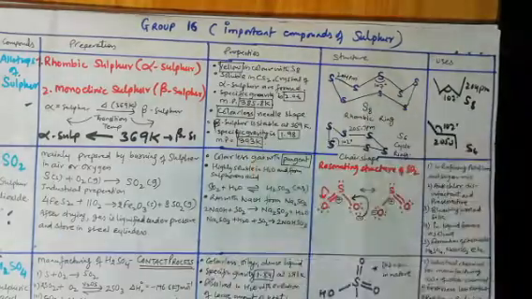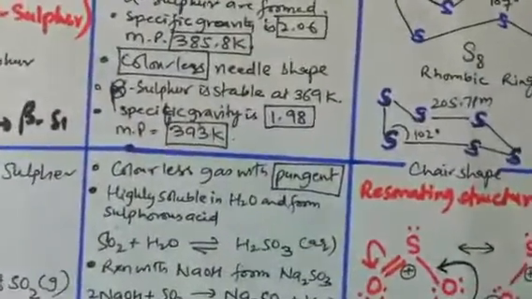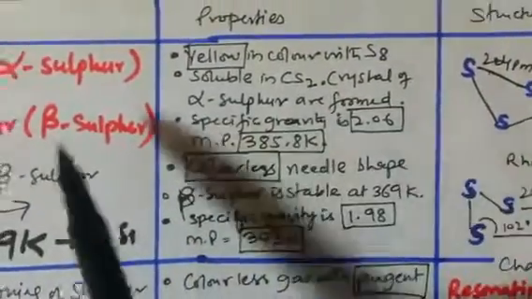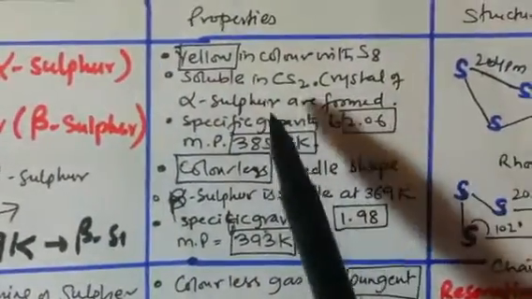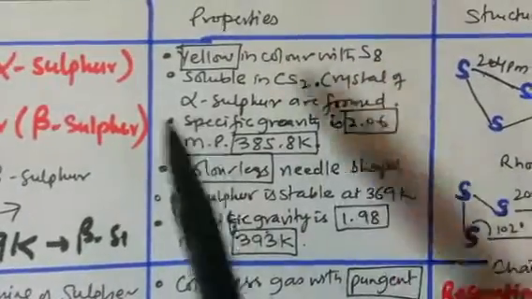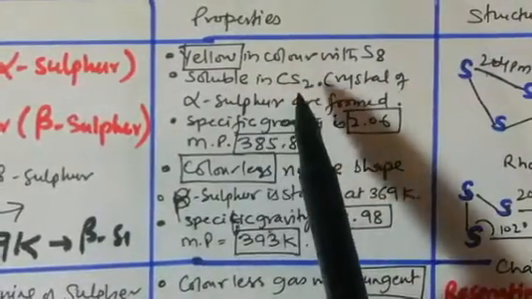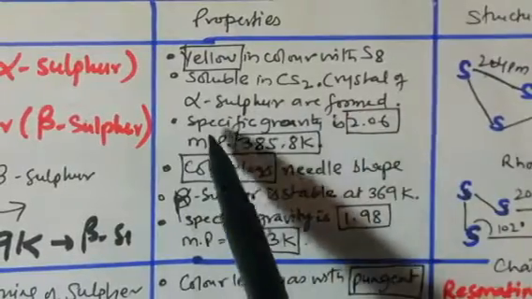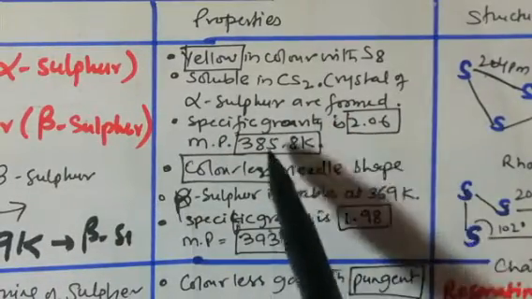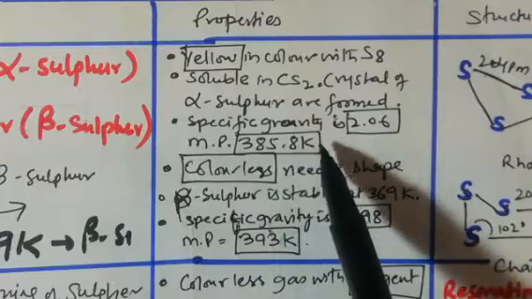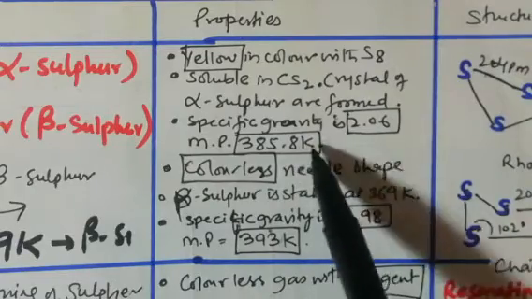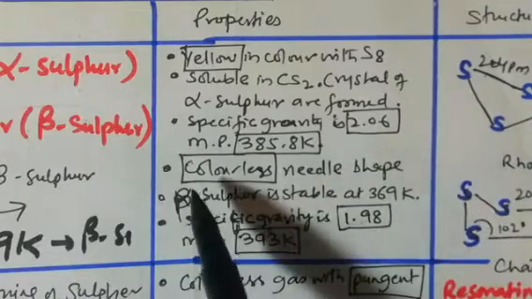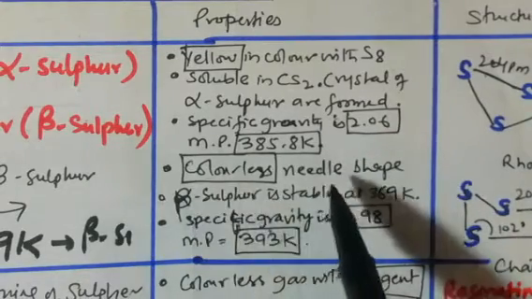Now if we talk about physical properties, so let me zoom. Physical properties. The alpha sulfur is yellow in color with formula S8, soluble in carbon disulfide, and it shows crystals of alpha sulfur with specific gravity 2.06 and melting point 385.8 Kelvin. These are the important data that you need to keep. Beta sulfur is colorless, needle shaped.